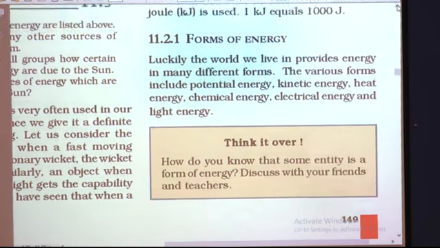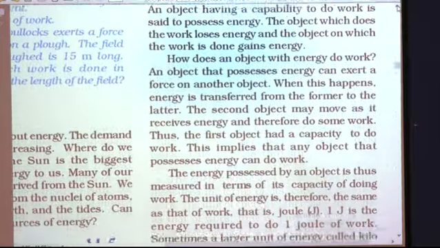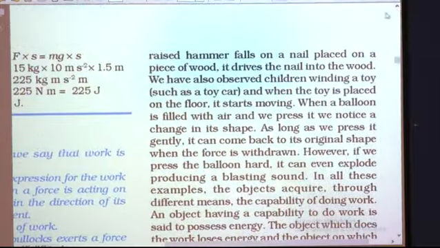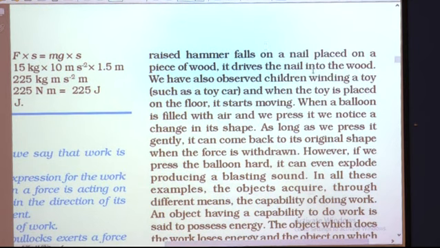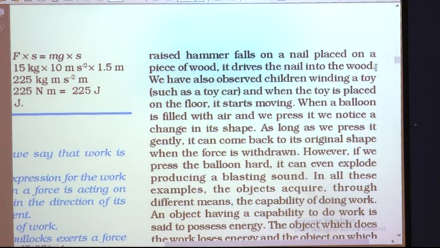You have seen that when a raised hammer falls on a nail placed on a piece of wood, it drives the nail into the wood, isn't it? For penetrating the nail into the wood, what do we do? We take the hammer, raise it to some height, and then hit the nail. So the raised hammer falling on the nail drives it into the wood, that is, the nail gets penetrated into the wood.